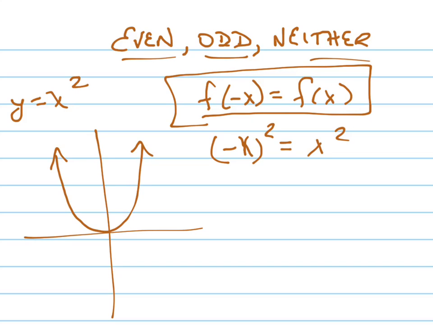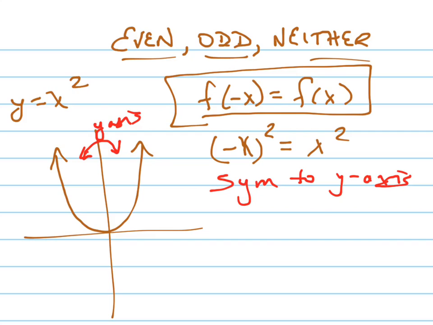Another relationship that's true is that it's symmetric to the y-axis. Here's your y-axis, and if I flip it over the y-axis, I'll get back to itself. So it's symmetric to the y-axis. And by the way, if you have a graph and you can tell that it's symmetric to the y-axis, then it's an even function.